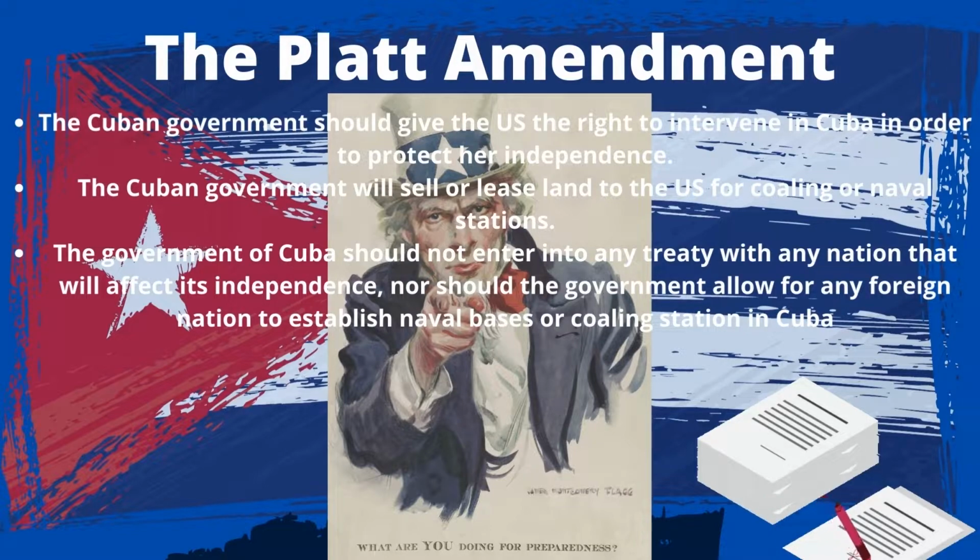The United States then forced the Cubans to sign what we called the Platt Amendment. The Platt Amendment stated that the Cuban government should give the U.S. the right to intervene in Cuba in order to protect her independence. The Cuban government will sell or lease land to the U.S. for a coaling or naval station.